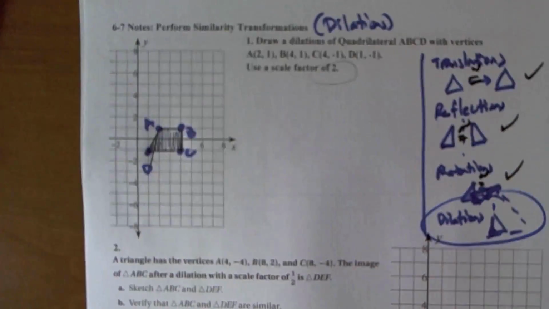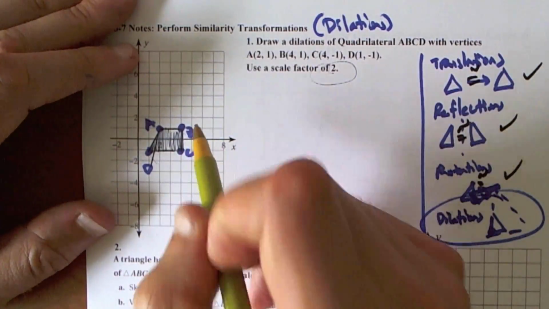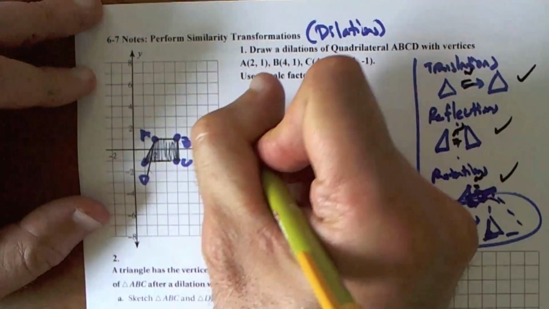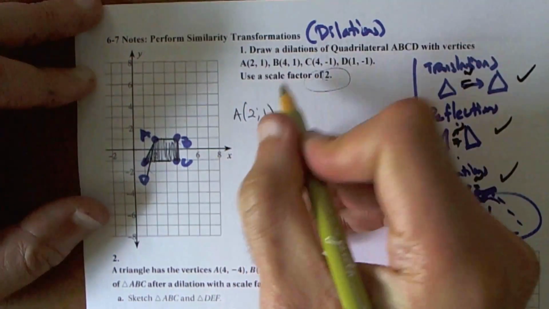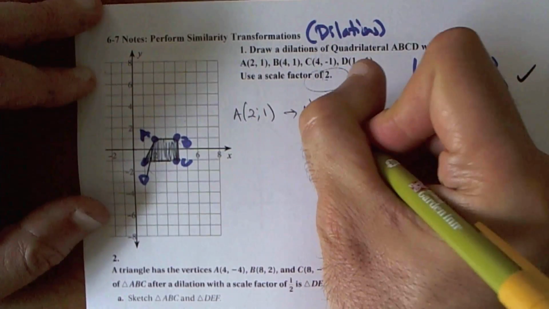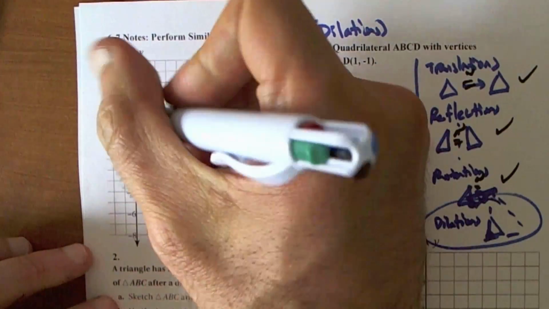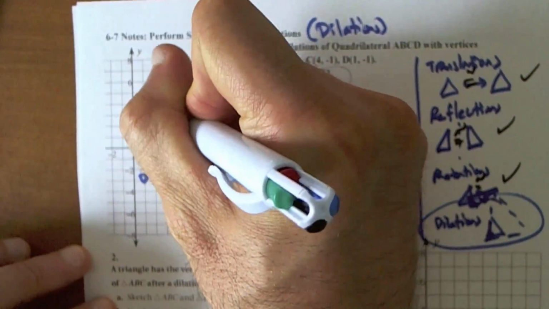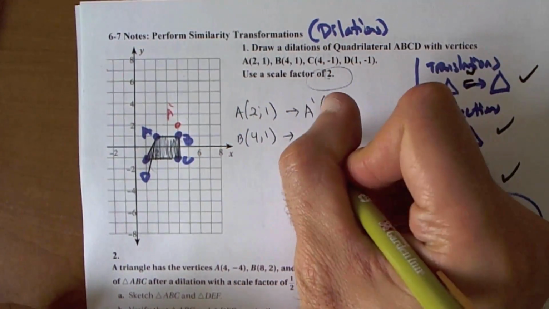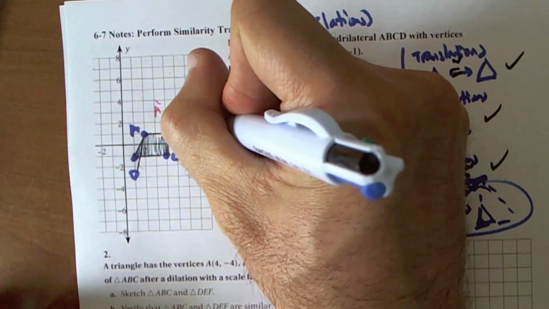All right, so again, if you remember, the old way was we took a ruler, measured this distance, and then multiplied by 2 or whatever the scale factor was. But the quick way is, if I take A, 2, 1, and I want to get A prime, I just multiply these by 2. So A prime is just going to be 4, 2. Okay, so let's do that. 4, 2, that's A prime. B is 4, 1. So B prime is 8, 2. I'm just going to multiply by that scale factor.